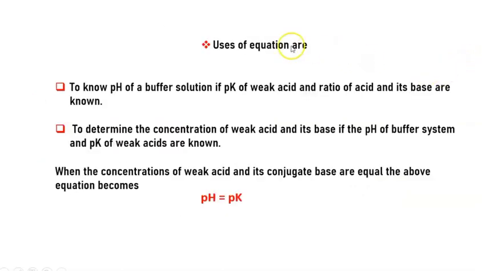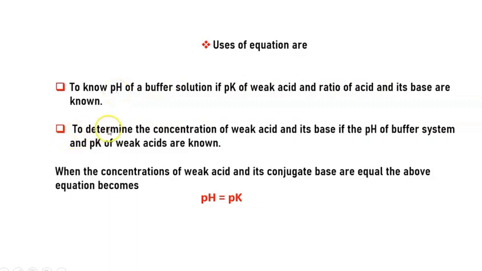What are the uses of this equation? 1. To know the pH of a buffer solution if the pK of the weak acid and the ratio of the acid and its base are known. If you already know the value of pK, and you know the values of your acid and your conjugate base, you can find your pH.